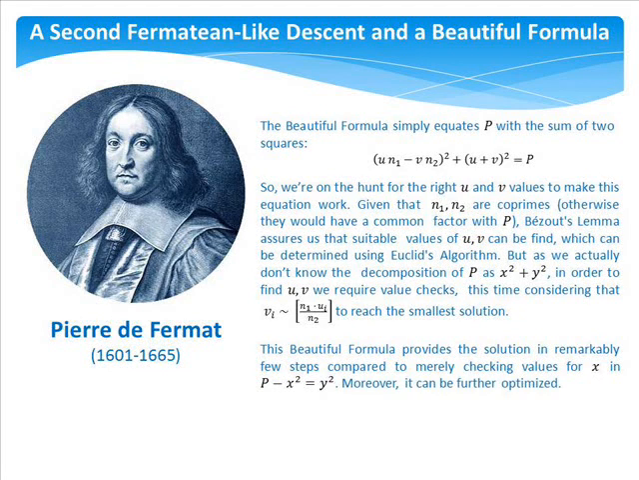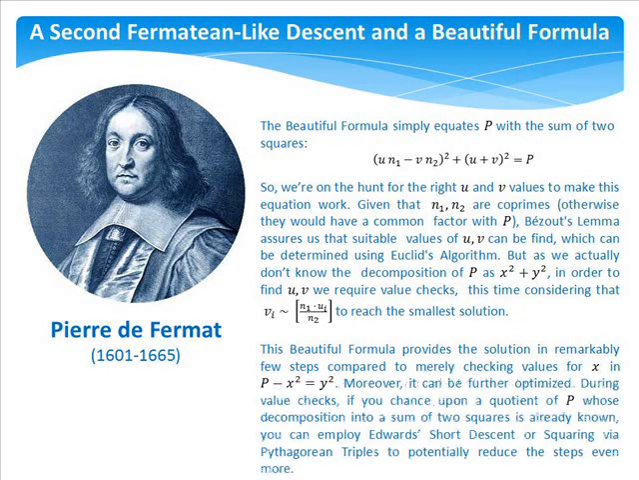Moreover, it can be further optimized. During value checks, if you chance upon a quotient of p whose decomposition into a sum of two squares is already known, you can employ Edwards' short descent or squaring through Pythagorean triples to potentially reduce the steps even more.